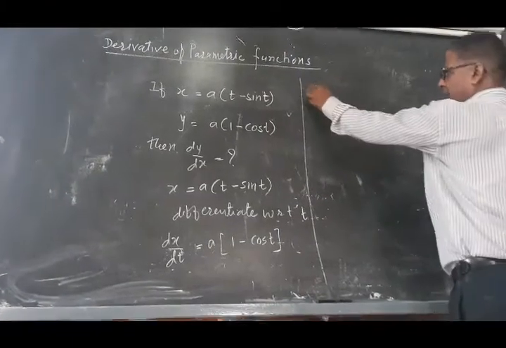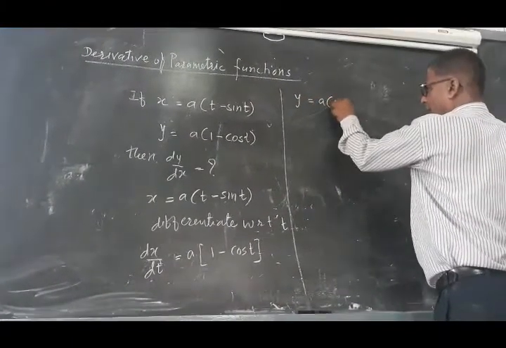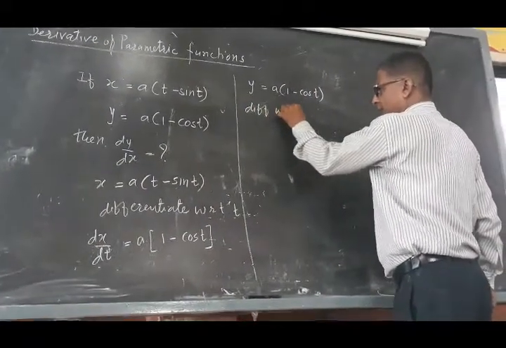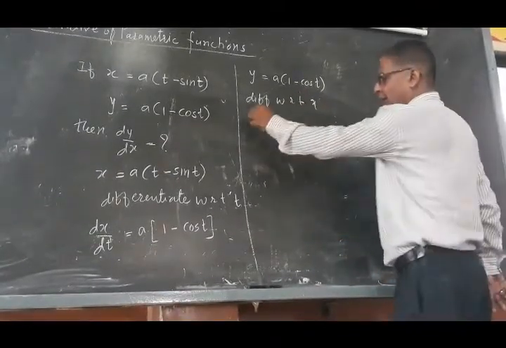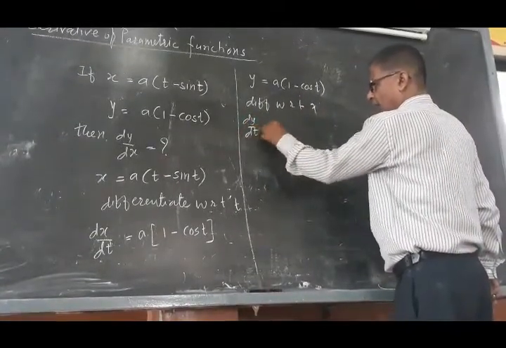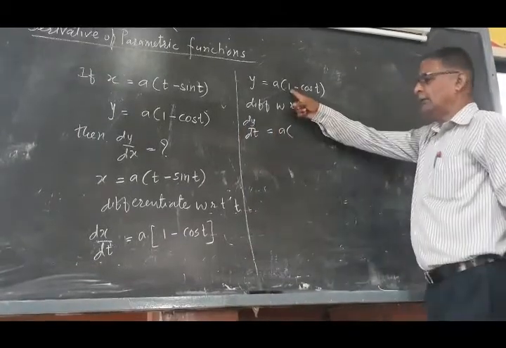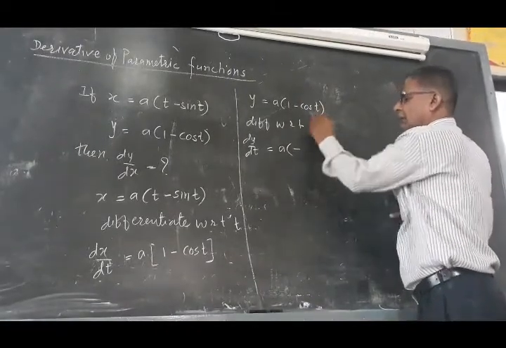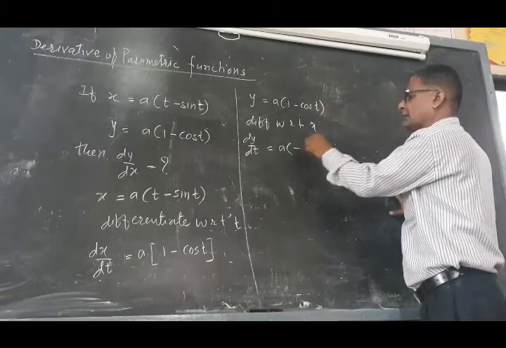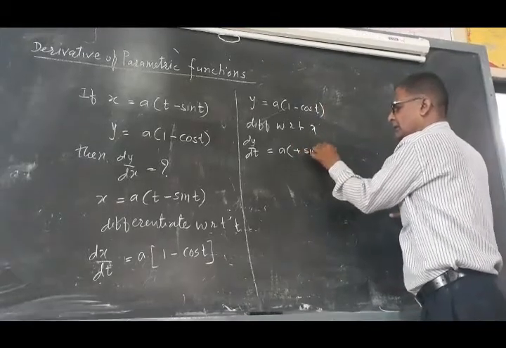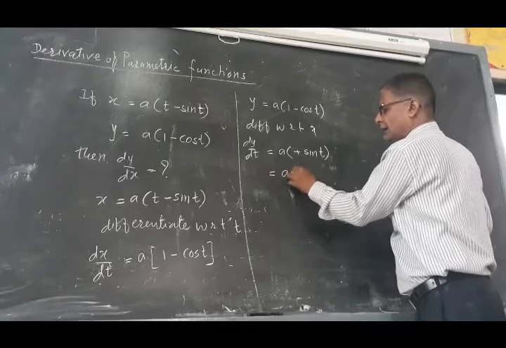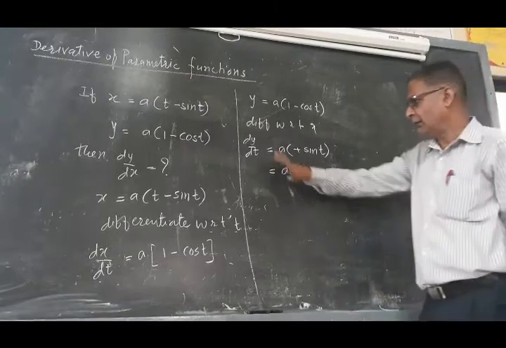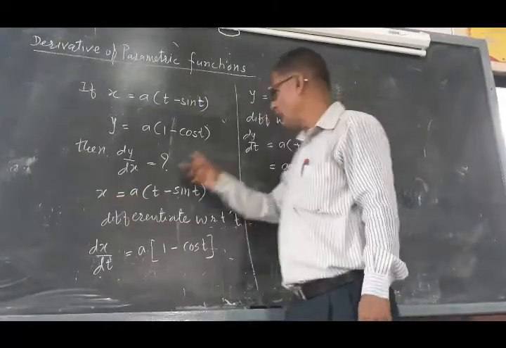Second is in this way, y is equal to a(1 minus cos t). Now differentiate with respect to t. What can you get here? dy upon dt is equal to a times, 1 is a constant so its derivative is 0, minus cos t has derivative minus sin t. That is minus times minus, which gives plus sin t. So you get a sin t. Parametric differentiation is here. We have differentiated x with respect to t, and y with respect to t.